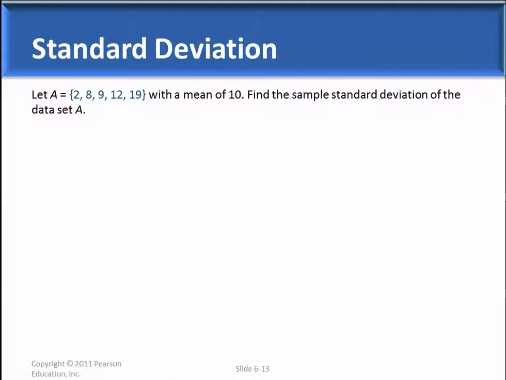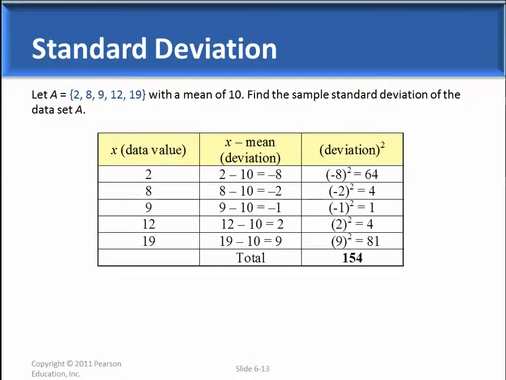So let's go through an example with 5 data points. These 5 data points have a mean of 10. So the easiest way to do this by hand is to set up a little table here. So we have our 5 data values in this first column. The second column, we're going to look at the deviation, the difference from the mean. So we're going to take the data value and subtract the mean, and we get these 5 differences here. You'll notice -8, -2, 1, 2, and 9.